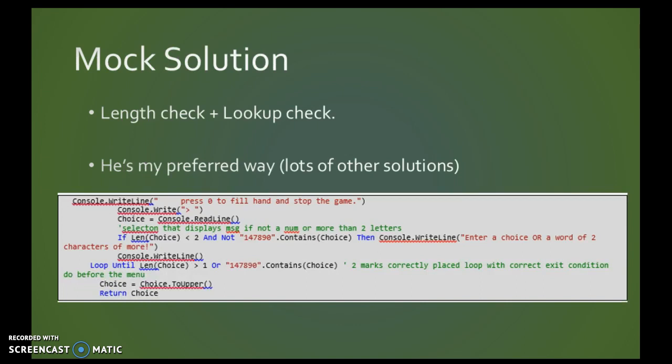So if you did the mock that I set, it basically required a length check and a lookup check. The code here on the screen is not completely the full picture, but hopefully you know the game well enough to be able to spot this is the bottom of get choice.